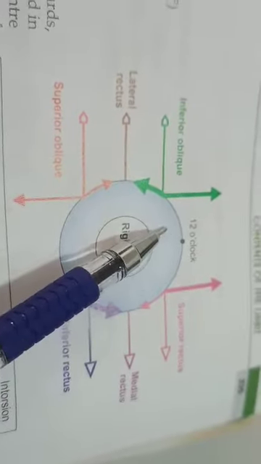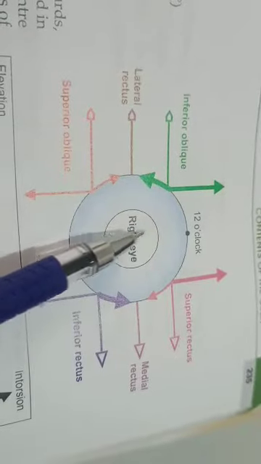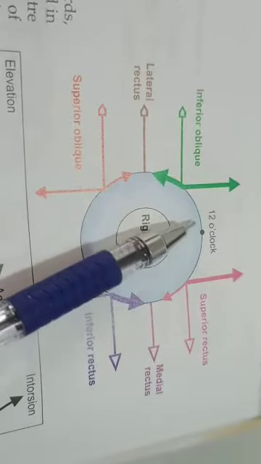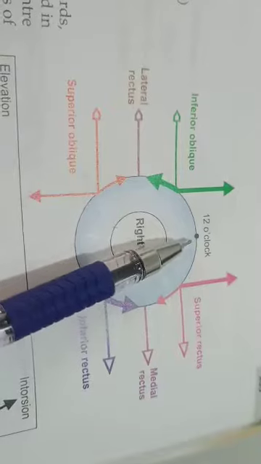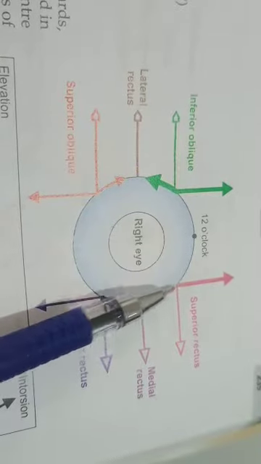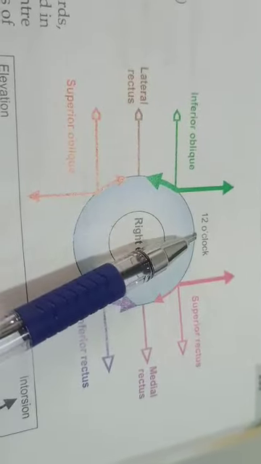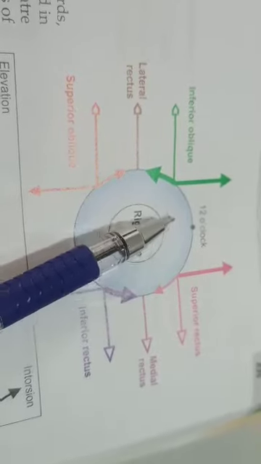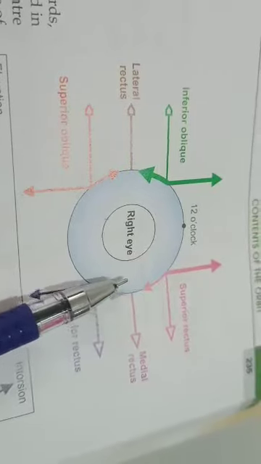So in this right eye, we can see there will be two rotatory movements that will be defined in terms of movement of the clock. If the eyeball moves in the clockwise direction, from 12, 1, 2, 3, that is a clockwise direction, this movement is towards the medial side and inferiorly, like this.